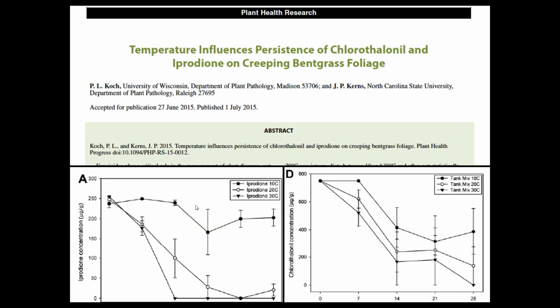And so here, this is iprodione on the left, this is chlorothalonil on the right. This top line is at a constant temperature of 10 degrees Celsius, or about 50 degrees Fahrenheit. This middle line with the white circles is iprodione on bentgrass turf at fairway height at 20 degrees Celsius, which is about 70 degrees Fahrenheit, and then 30 degrees Celsius is about 90 degrees Fahrenheit. And right here is the 14-day mark. So what we found is that at normal summer growing conditions between 70 and 90 degrees Fahrenheit, within 14 days, that fungicide is gone from the system. So really agreeing with a lot of the results that Dr. Lattin showed.